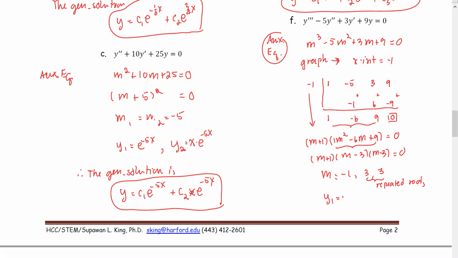So y1 equals e to the negative 1 times x. y2 equals e to the 3x. Since y3 is repeated with y2, y3 will be x multiplied by e to the power 3x, put together as the linear combination to form the general solution. It will be in the form of y equals c1 e to the negative x plus c2 e to the 3x plus c3 x times e to the 3x.